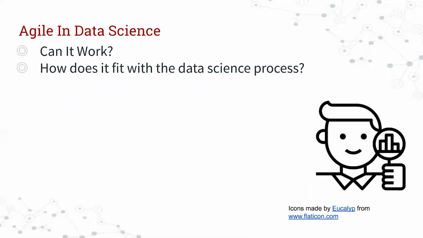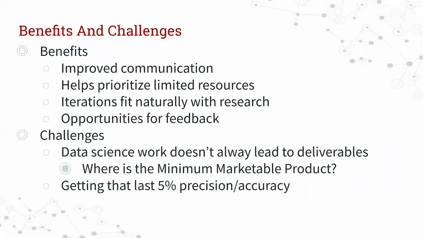So Agile and data science. The first thing is obviously, can it work and how does it fit into this whole process? So let's talk about the benefits and the challenges. Some of the benefits that you get from having an agile process, especially in data science, is you improve communication. You really have an opportunity to clarify what you're doing in those stand-ups, whatever it might be. You have an opportunity to talk about the different bits of analysis you've done, maybe some insights you've already come up with, that can already be turned around to the business.